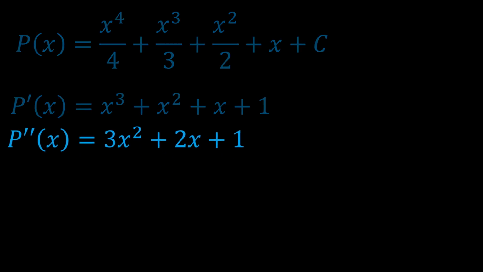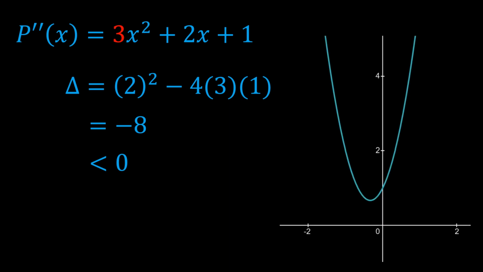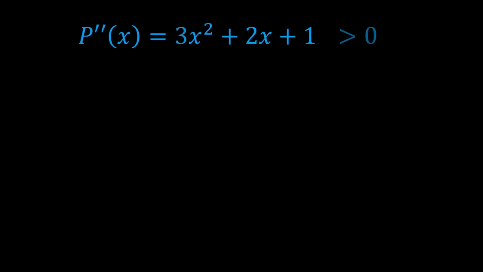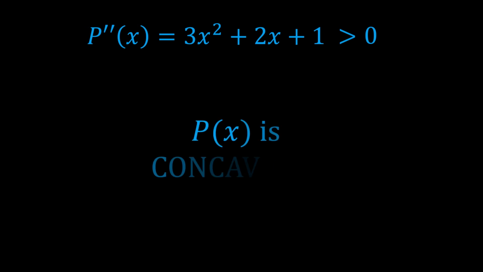This is a quadratic, and its discriminant is actually negative. That means this quadratic is never zero. Also, the leading coefficient is positive, so the quadratic is always above the x-axis. That means the second derivative is always positive, and that means that p of x is always concave up.